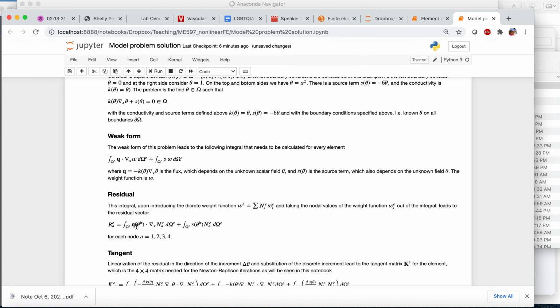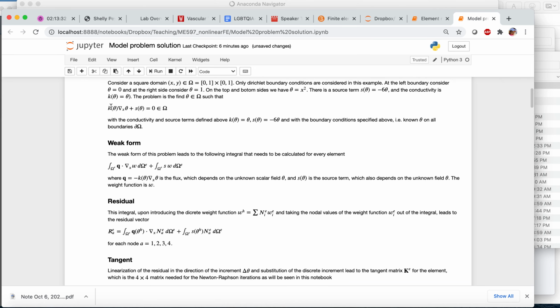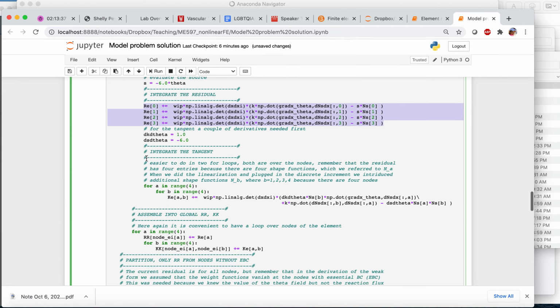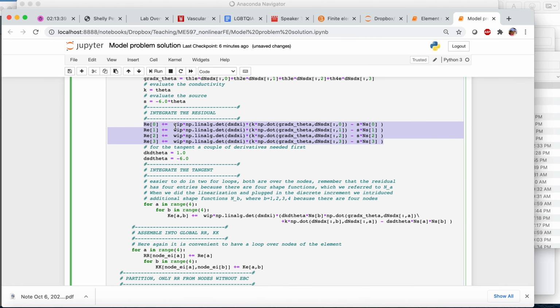So residual is the integral of q times the gradient of the shape function a, right? And q is actually, I should have it over here, q is minus k times gradient theta. So if you go back here, weight of the integration point, determinant of the Jacobian, and then this is what is inside of the integral. So k times the gradient of theta times the gradient of the shape function 0, and then minus the s times the shape function 0.